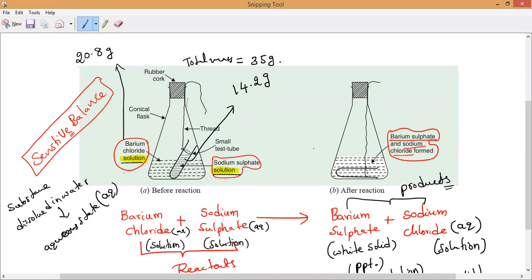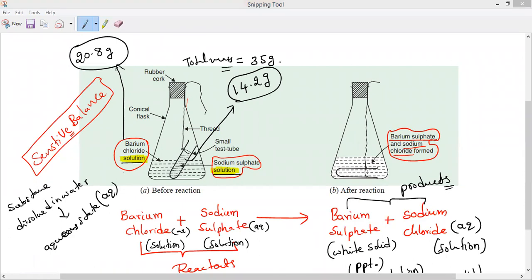Now, once the reaction takes place, suppose you go to the lab and take these values, 20.8 grams of barium chloride and 14.2 grams of sodium sulfate, and you react them, then the products we obtain will be barium sulfate, 23.3 grams. How much barium sulfate will come? Barium sulfate 23.3 grams will come, and sodium chloride will be the remaining. How much is remaining?